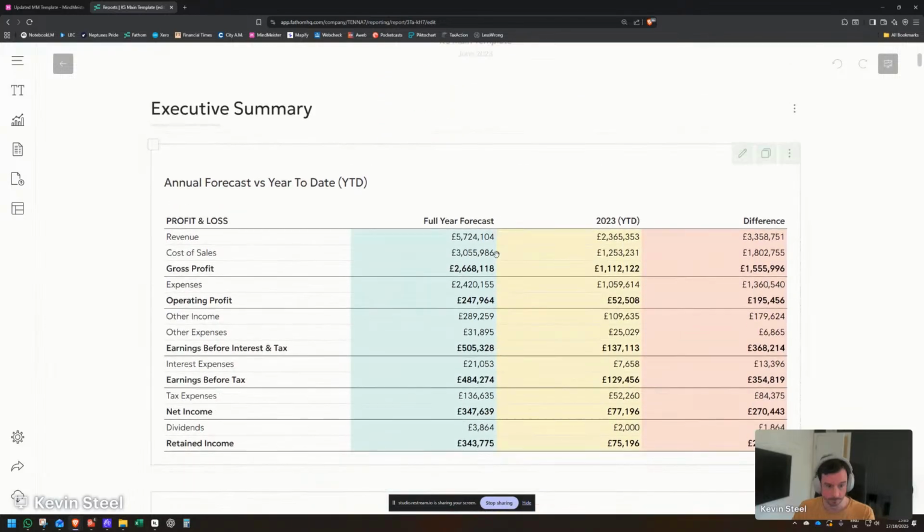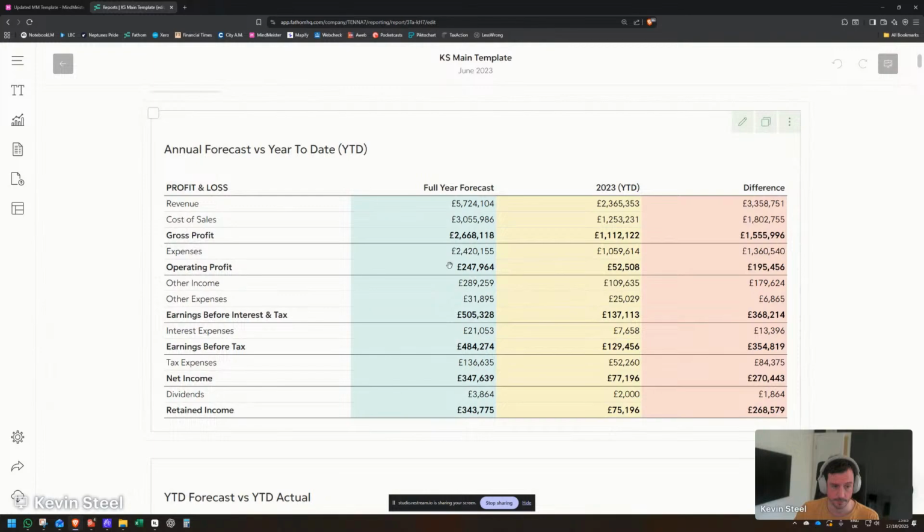First of all, we will start with an annual forecast versus year to date. The left-hand side column is what we forecast for the year. The middle column is our year-to-date performance. And the right-hand side is the variance, so the difference, what's the gap?